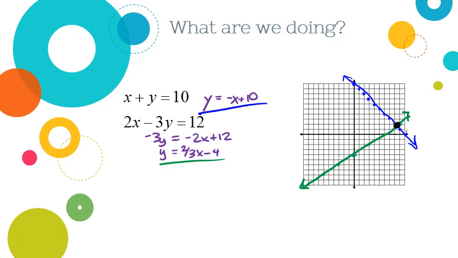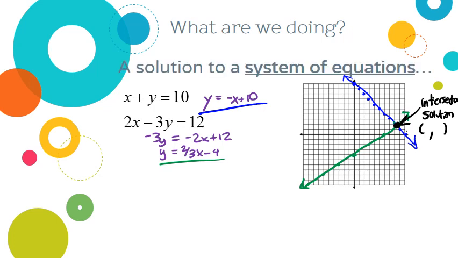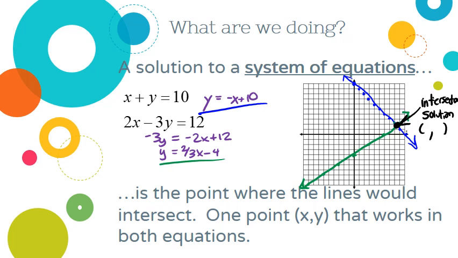And we've talked about this a little bit in class. And that point of intersection, we call that the solution. Okay, so that solution is going to be a point where the lines intersect. So in this case, the formal description is a system of equations. We're solving it graphically. And the solution is a point where the lines intersect. One point (x, y) that works in both equations. So this isn't anything new again.